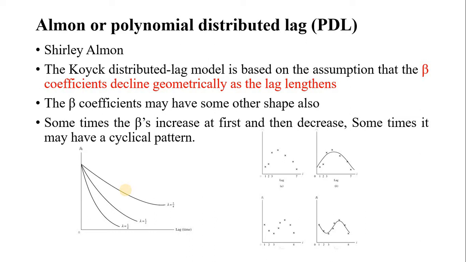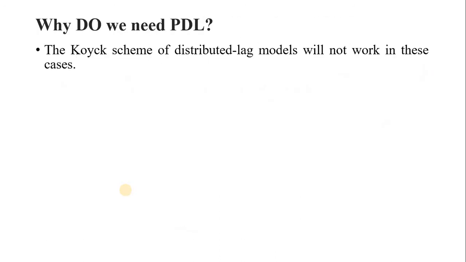Sometimes the beta may increase first, then decrease, or first increase, then decrease, and again increase. This is what is called a cyclical pattern. In such situations, the Koyck model will not work. So if the lagged coefficients behave like this, U-shaped or reverse U-shaped or cyclical pattern, in such situations the Koyck model will not work.